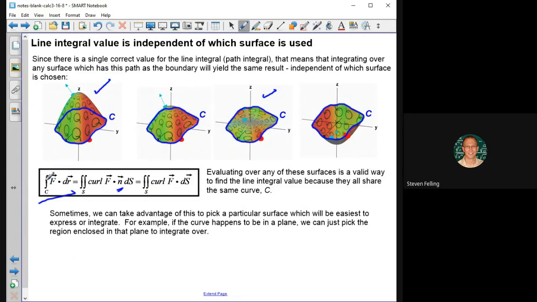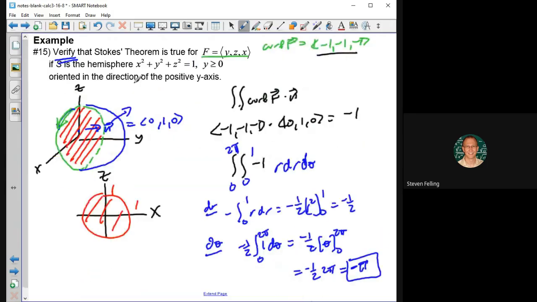But it's only going to save you time if you pick a convenient surface. Integrating that over even something as complicated as a hemisphere can be really challenging. Integrating it over a planar curve that's enclosed can make the problem actually simpler.